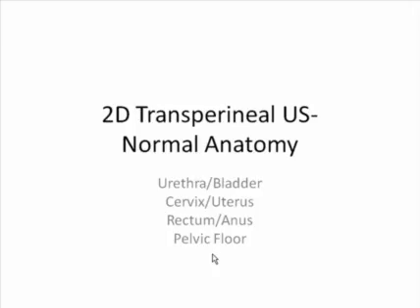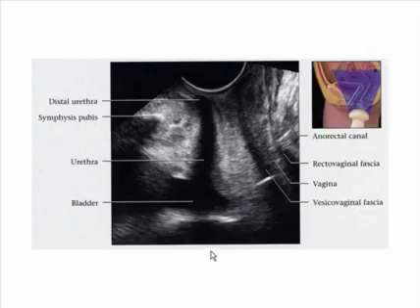And this helps us really understand what we're going to be required to see in the 2D plane in normal anatomy. We see the urethra, the bladder, the cervix, the uterus, the rectum, the anus, and the pelvic floor. So in this labeled image, and I have a diagram next to it, we can see very nicely the symphysis pubis, the urethra, which is hypoechoic, the bladder, the vagina, and the rectum and anus.